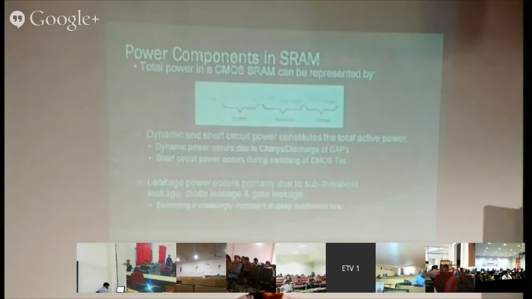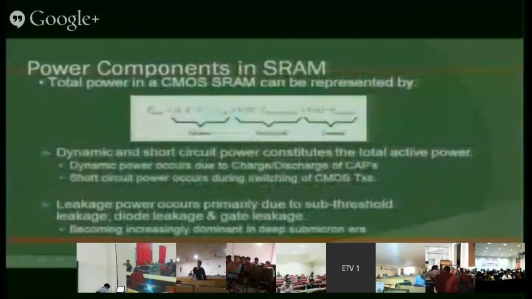Now, for conservation of power, for reducing power, we should know what are the various components of the power. I am here writing for SRAM, but it is true for any digital circuit, not analog. Some of these are true for analog, but not all. Okay, so total power in a CMOS SRAM can be represented by, again, this equation is true for any digital circuit. So there are three components of the total power. This formula may not be slightly visible, but I will read out the three components.